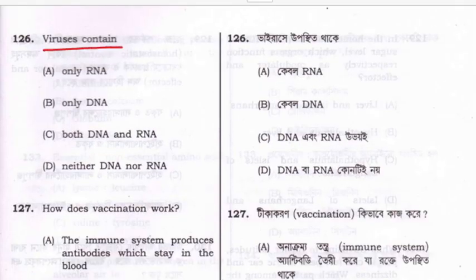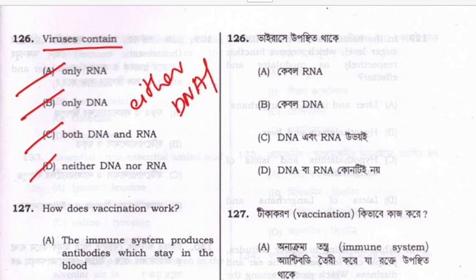Virus contains: only RNA, only DNA, both RNA and DNA, neither DNA nor RNA. So basically a virus can contain either DNA or RNA. So none of the four options is properly correct.